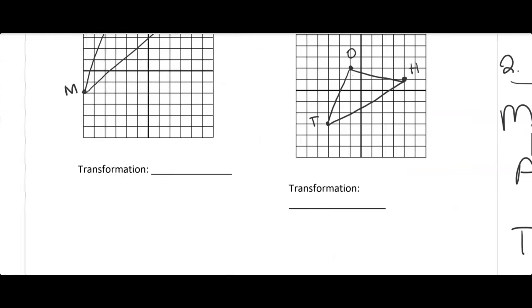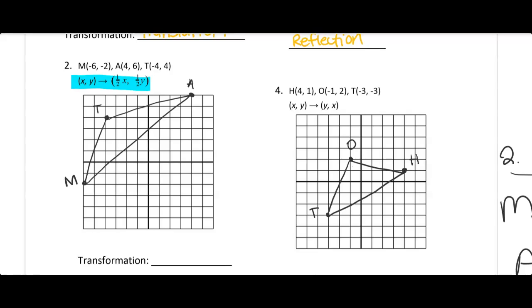So then we can come back over here and we can plot those points to see what happened. So the M is now at -3, -1. The A is now at 2, 3. And the T is now at -2, 2. Connecting those points, we see that our triangle has gotten smaller. So it was larger and now it's smaller, and that is what we call a dilation. It is the only transformation we'll talk about that doesn't create congruent figures.